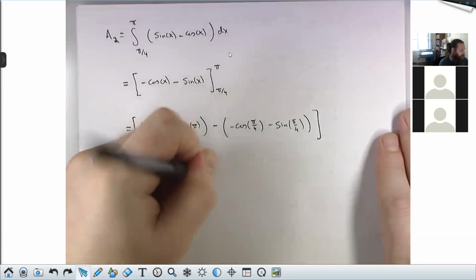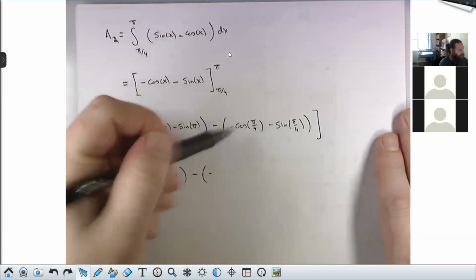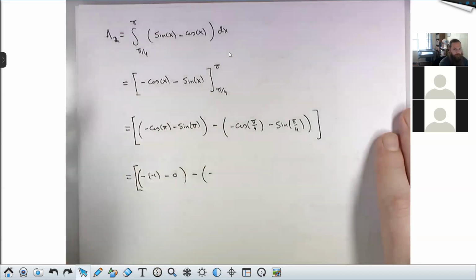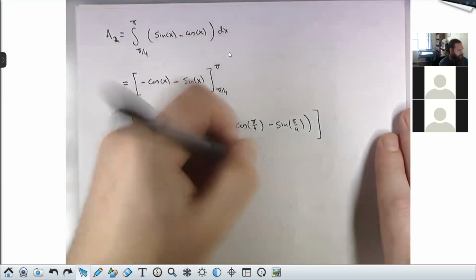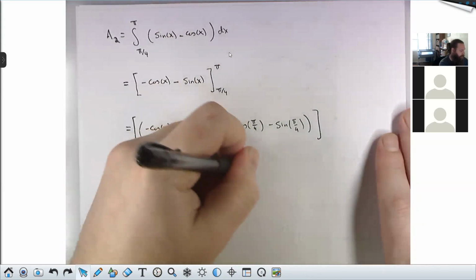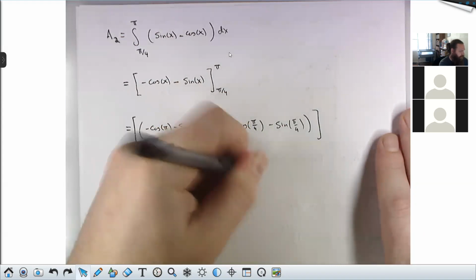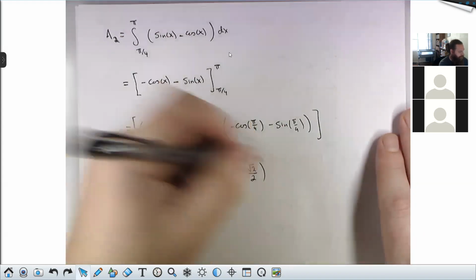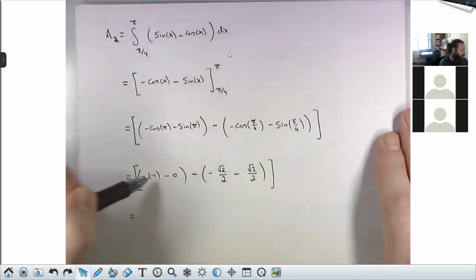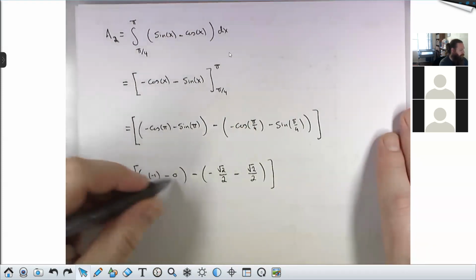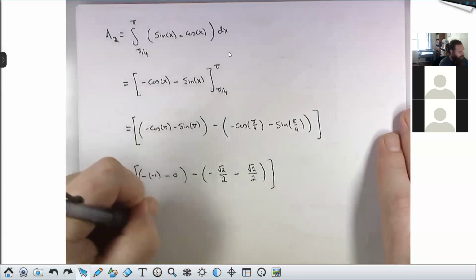And we have minus, negative. What is the cos of pi over 4? Square root 2 over 2. Good. And the sine of pi over 4 is also square root 2 over 2. So -1 is +1. +1 minus 0 is 1. So this is 1.